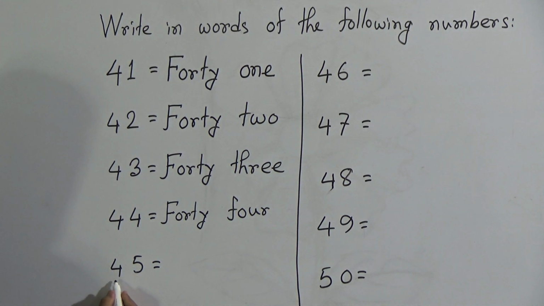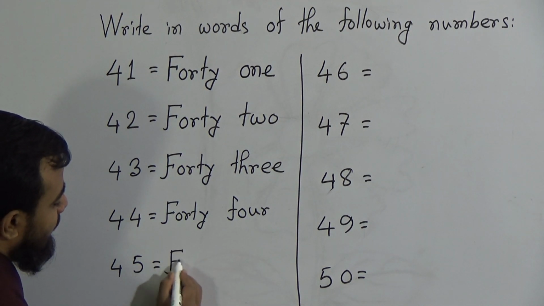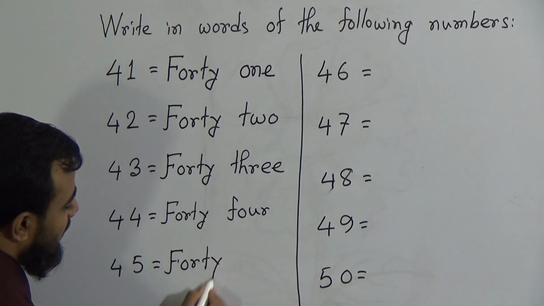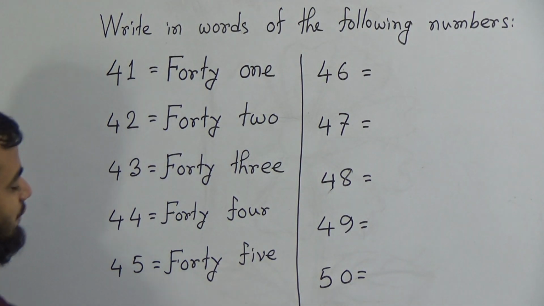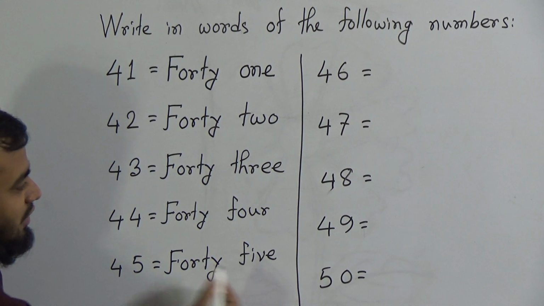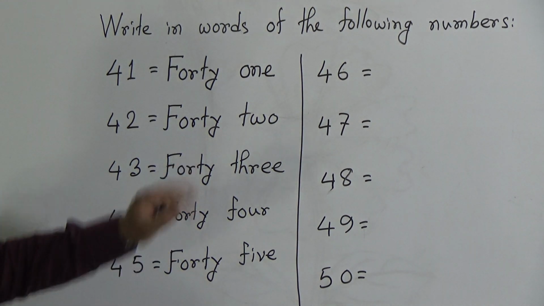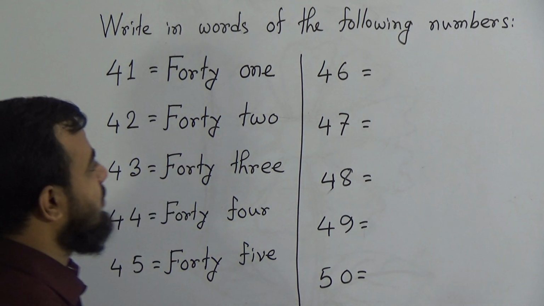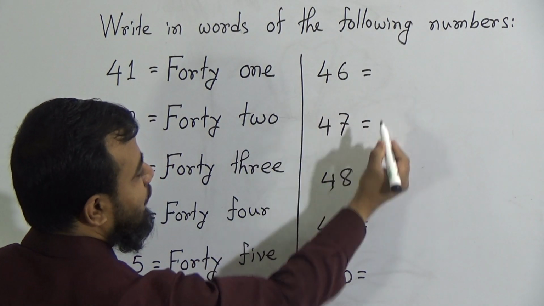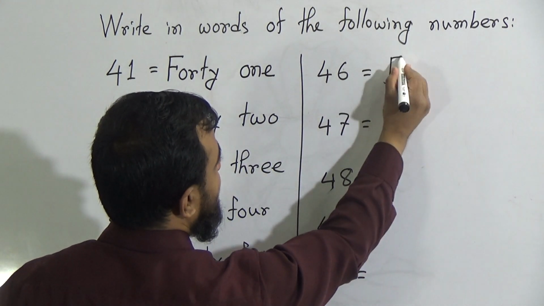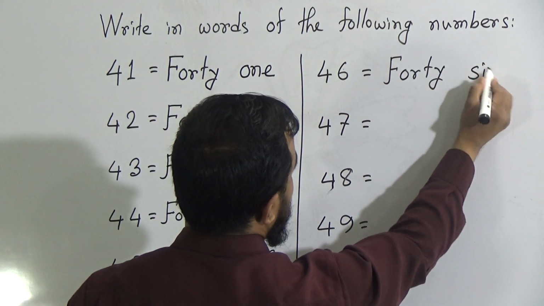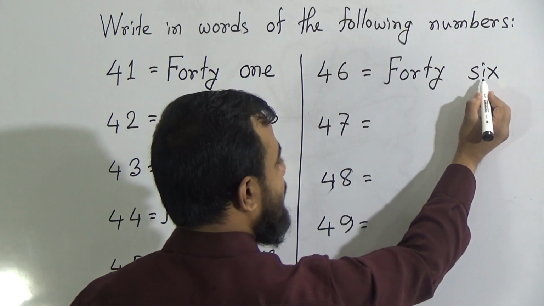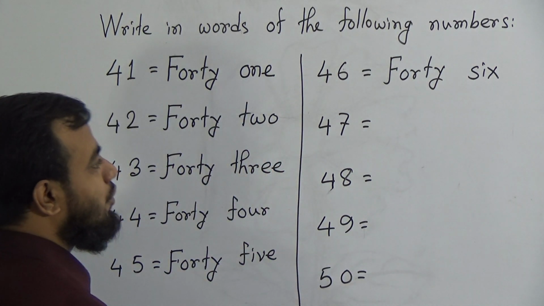After 44 we have the number 4 and 5, 45. The spelling of 40 is F-O-R-T-Y, 40, and the spelling of 5 is F-I-V-E, 5, 45. This is the spelling of 45. Our next number after 45 is 46. On the right side I have written down 46. 4 and 6 makes the number 46. Dear students, the spelling of 40 is F-O-R-T-Y, 40, then 6, S-I-X, 6. The spelling of 6 is already known. We have known the spelling of 7 also before.